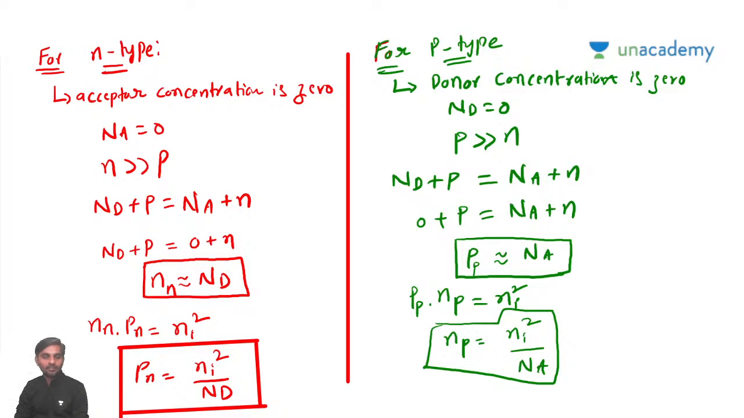For a P-type semiconductor material, Pp, the hole concentration, is going to be equal to the acceptor concentration. And Np, the electron concentration in P-type semiconductor material, will be equal to Na square by Na. Based on this simple formula, many questions were asked in the previous examinations, many times.